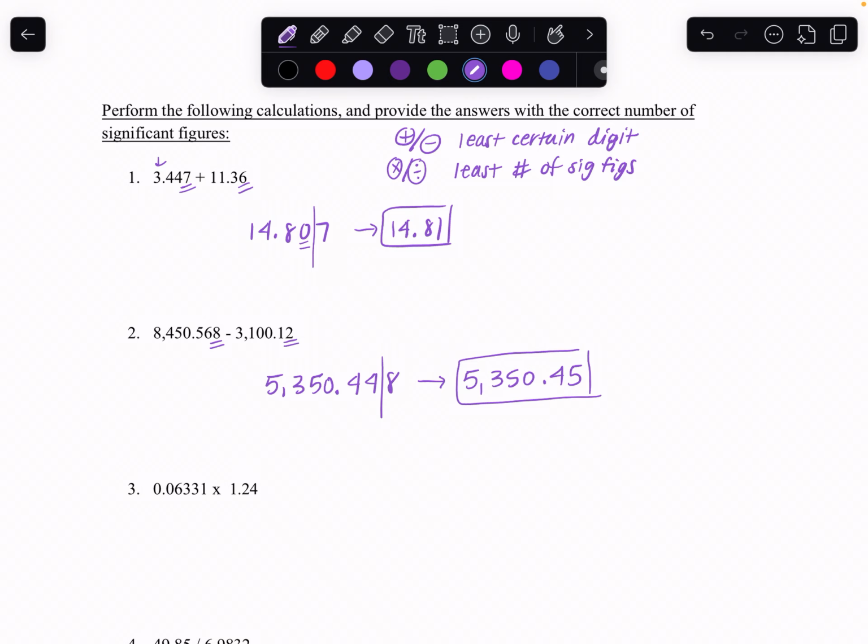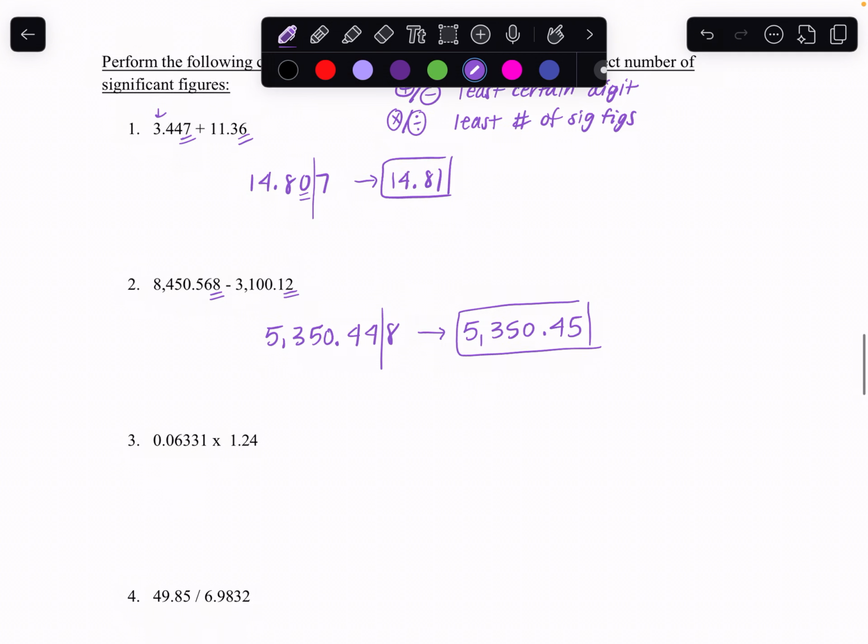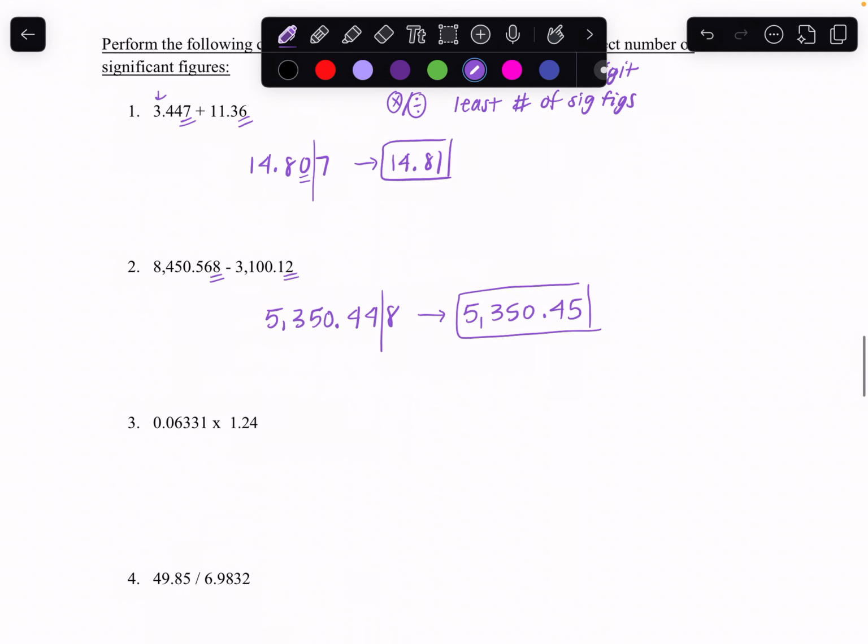Hopefully we're following along up to this point. This is how we determine our least certain digits, okay? So I'm going to move down a little bit to numbers 3 and 4. Now we're dealing with our multiplication and division. These rules are different. We're just counting the sig figs, and whichever one of these numbers has the least amount of sig figs, that's what I want my answer to have as well.